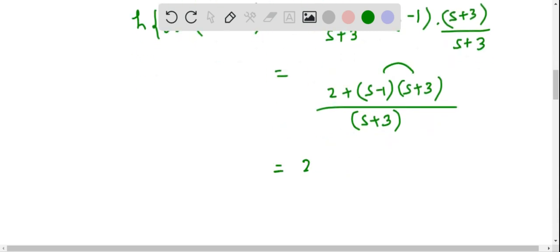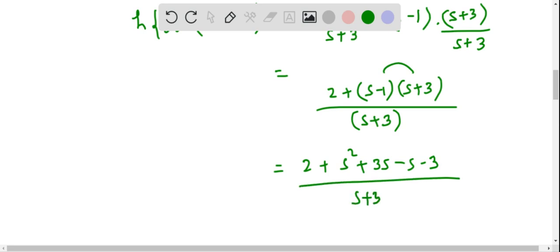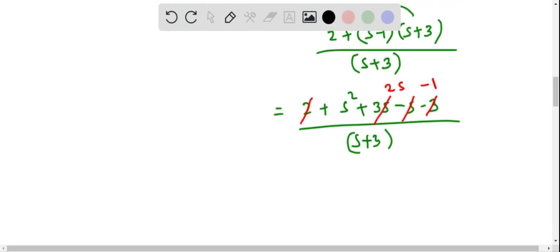So when we do that, we get 2 plus s times s is s squared, and s times 3 is 3s. Negative 1 times s is negative s. Negative 1 times 3 is negative 3. This is all over s plus 3. We can combine the like terms. So 3s minus s is 2s, and 2 minus 3 is minus 1. So finally, we have this expression, that is s squared plus 2s minus 1 over s plus 3.